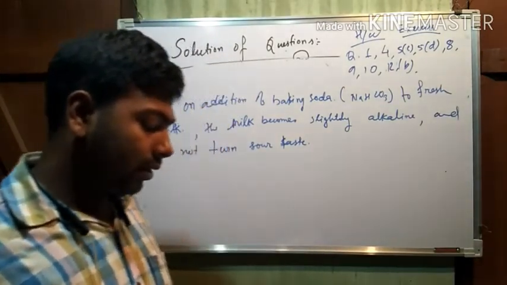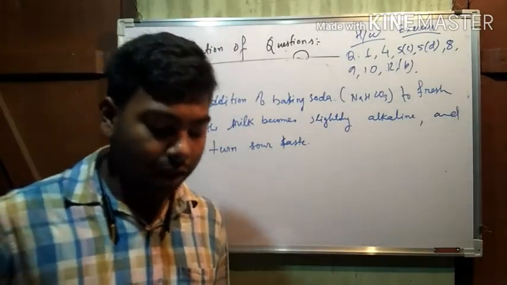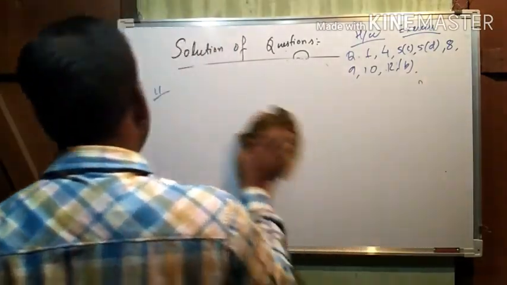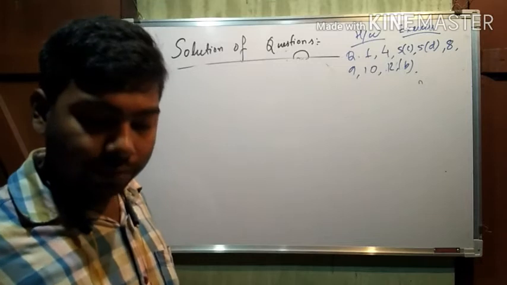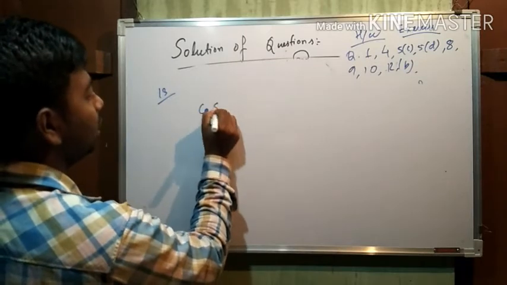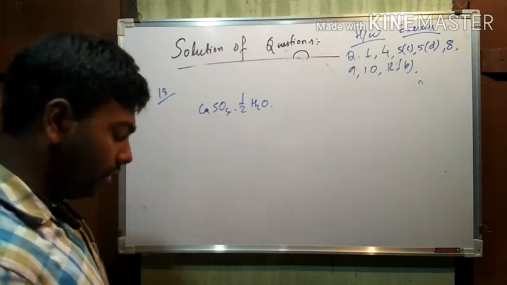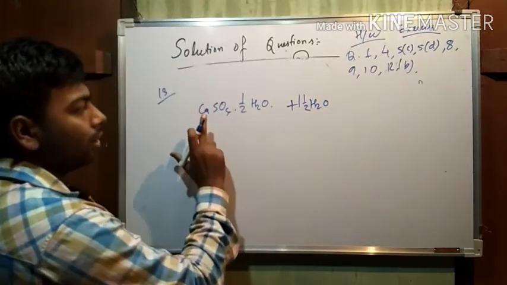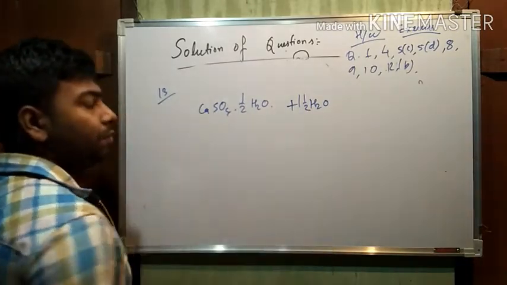Next, number 13: plaster of Paris should be stored in a moisture proof container. Explain why. Moisture proof container means we cannot add water to plaster of Paris. Now what is the plaster of Paris formula? Plaster of Paris is calcium sulfate hemihydrate, plus water.